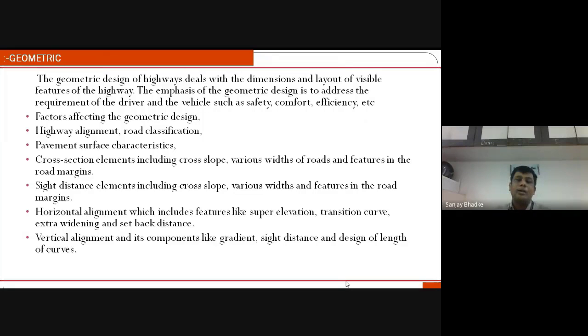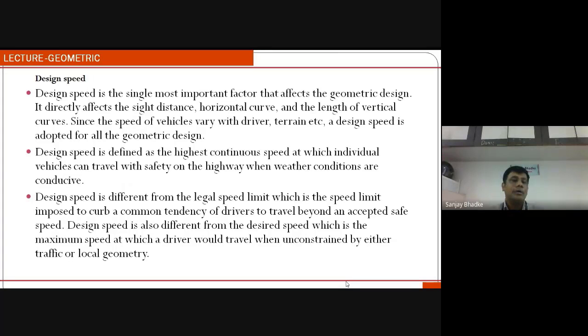As part of geometric design, we discussed the various design speeds, how design speed plays an important role in transportation, why design speed is useful, and what the various applications of design speed are. All these things we have already discussed.